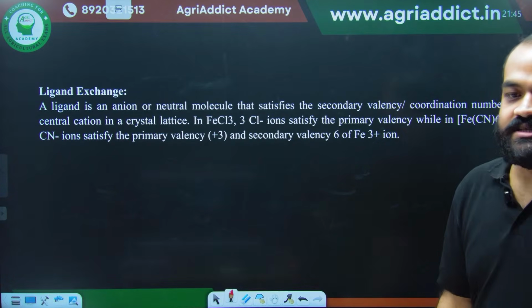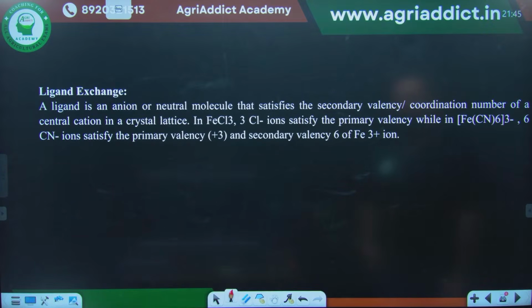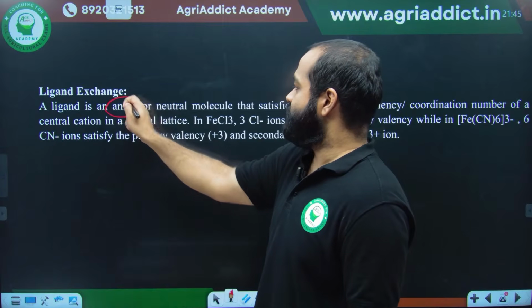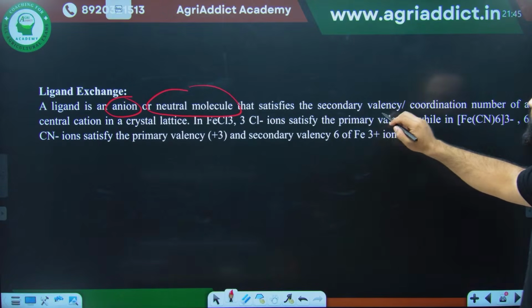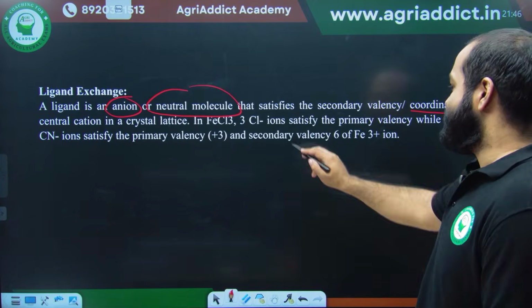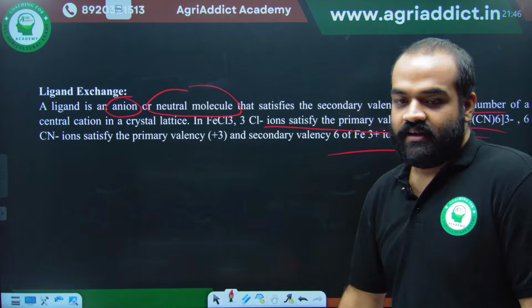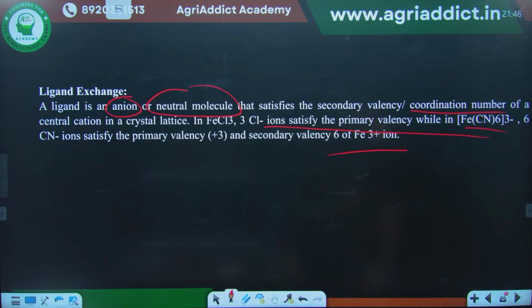Now ligand exchange. Ligand exchange we will cover in detail in phosphorus. So here I will just tell you, the ligand is an anion or a neutral molecule. Ligand can be both anion or neutral molecule. Yes, that satisfies the secondary valency of the coordination number of a central cation in a crystal lattice. In FeCl3, 3 Cl minus ions satisfy this. If you tell me, I will explain. Otherwise, we will move on to the new part.